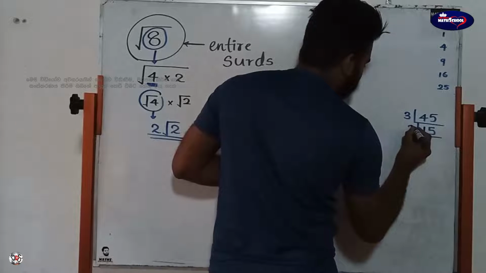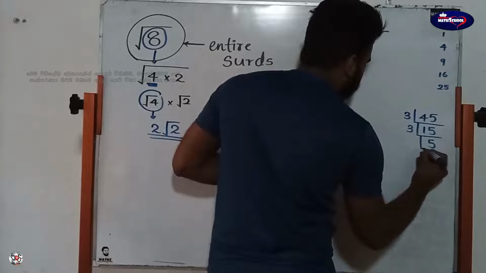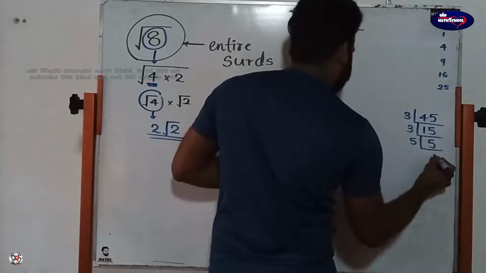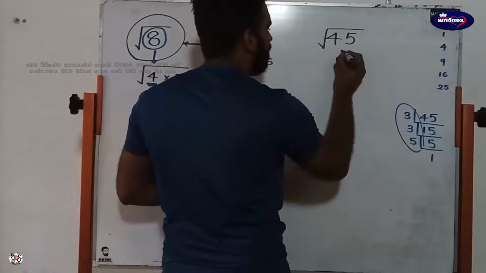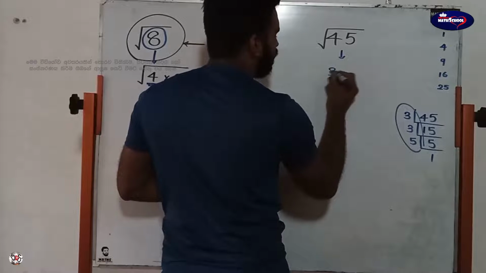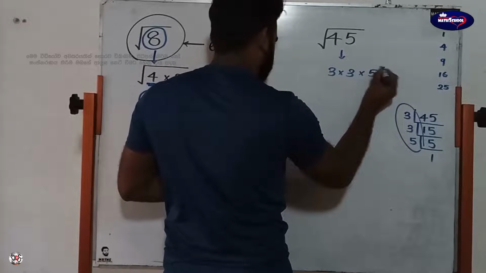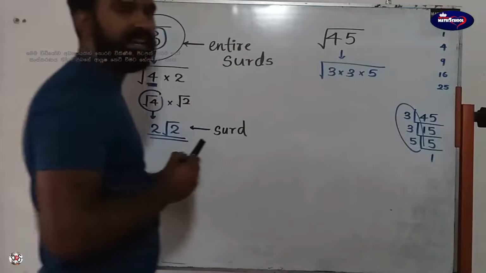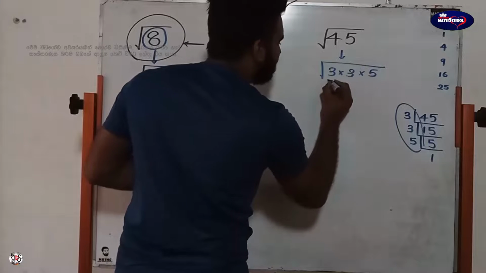15 again we can divide it by 3. So it will be 5. 5 cannot be divided by 3, so I'm dividing it by 5. So we can write down 45 as 3 into 3 into 5. Right. When you write it like this, 3 into 3 means, my dear, here it is 9.